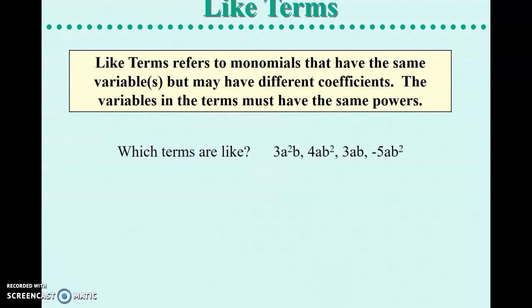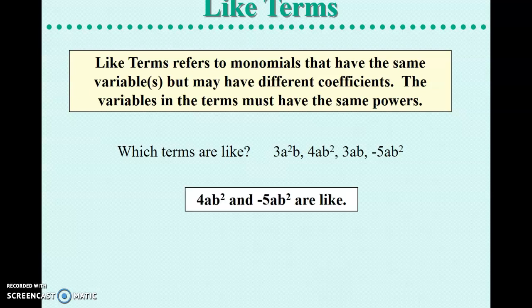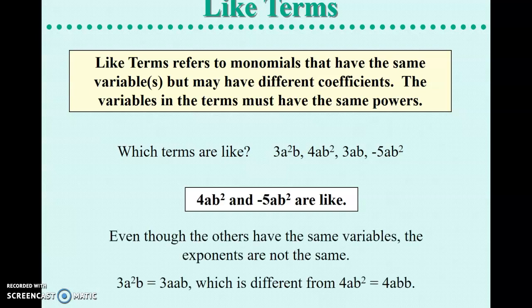So, which terms are like in this example here? I want you to write them in the box. Take a look and then write them in the box. All right, 4ab squared and negative 5ab squared are like. Even though the others have the same variables, the exponents are not the same. So 3a squared b equals 3aab, which is different from 4ab squared, which is 4abb, if you were to write it out the expanded way.